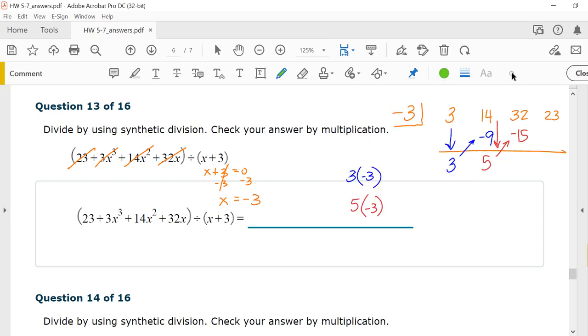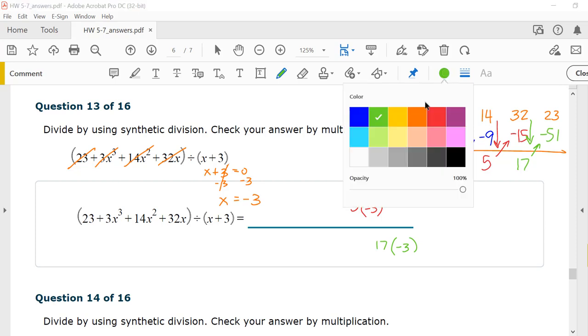Then I'm going to go down again. 13 minus 15 is 17. Then to get back up, I have to do 17 times negative 3. And that's going to be negative 51.